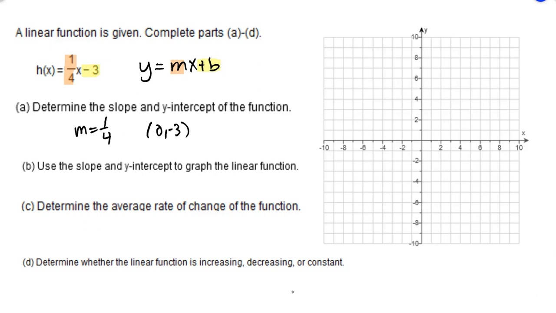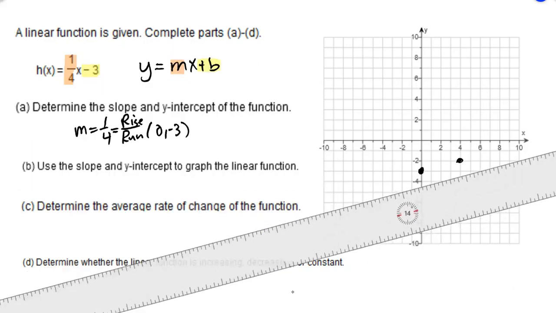We want to use this slope and y-intercept to graph the linear function. To do that, we'll plot the y-intercept at (0, -3), and then use the slope to get to a second point on the line. The slope is the rise over run. So we're going to rise from that y-intercept 1 unit and run 4 units. So we're going to go vertically 1 unit and horizontally 4. And that gets me a second point on the line, and we can connect those 2 points with a straight line.